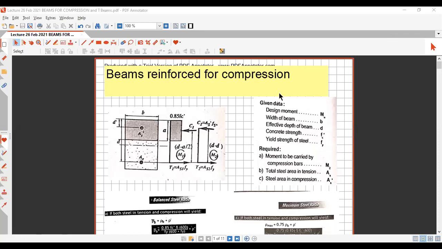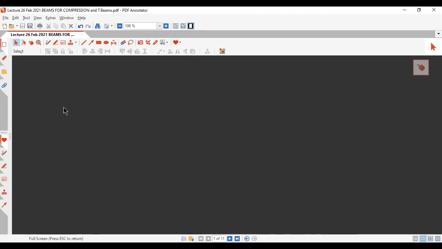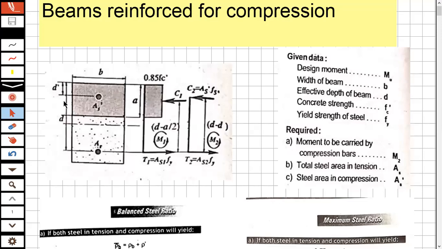Okay. So last time we discussed already, last time discuss natin yung beams reinforced for tension and one-way slab. So ngayon we'll continue our discussion with beams reinforced for compression. Okay, so diretso tayo dito, no?